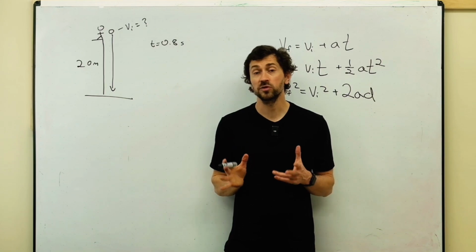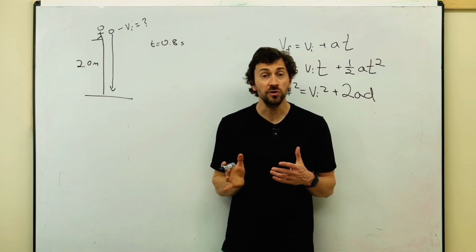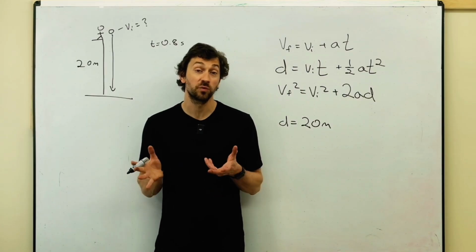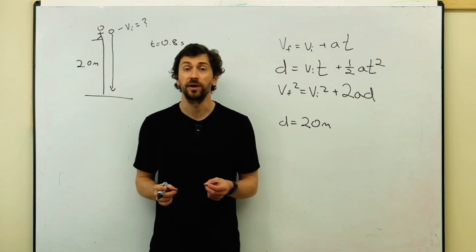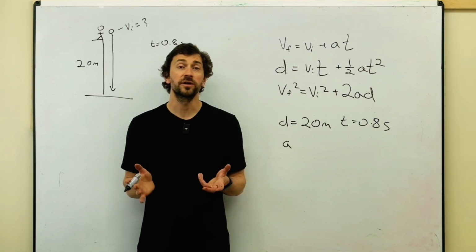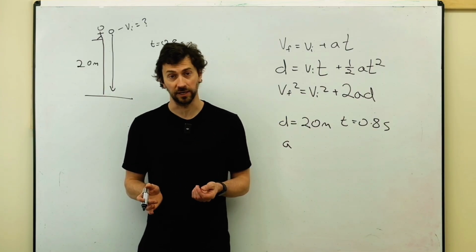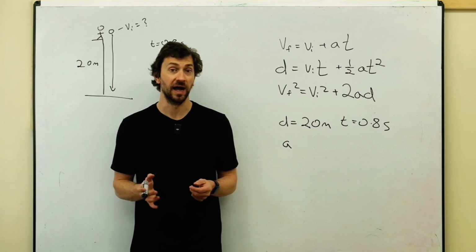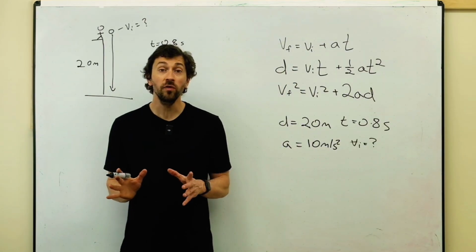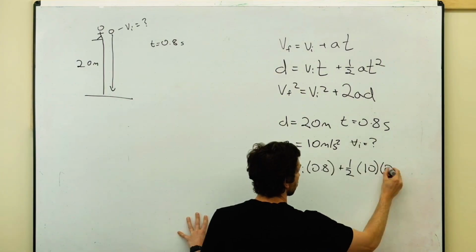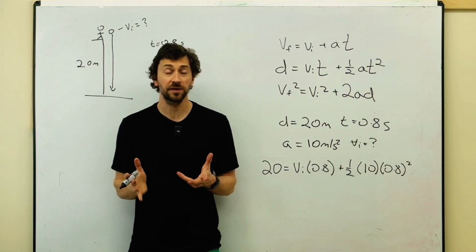Let's write down the variables that we have and then use the same formula here. The distance the ball travels is 20 meters. The time is 0.8 seconds. The acceleration is the acceleration due to gravity, and we can write that as 10 meters per second squared. We're looking for Vi. So I'm going to take all these numbers and put them in the equation, this one here. Okay, so we just need to do a little bit of calculation.